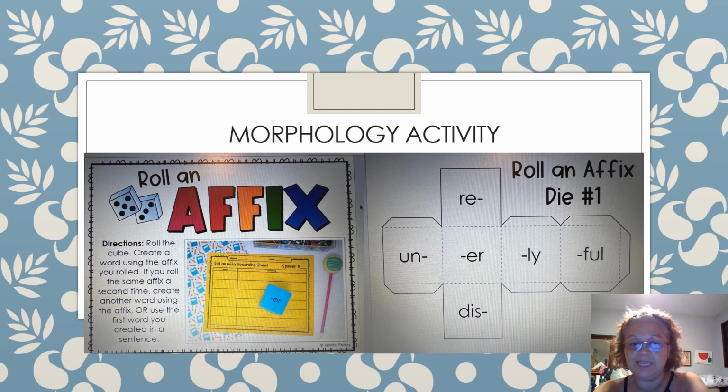Okay, in that same website with the morphology activities, this is the second one that I particularly liked, the roll and affix. And the directions I stated here: you roll the cube, you create a word using the affix you rolled. If you roll the same affix a second time, you create another word using the affix, or you use the first word you created in a sentence. Again, the students are now understanding that an affix can go at the beginning or an end. And this is just the first die. I believe there are 4 or 5 of them in the whole package.